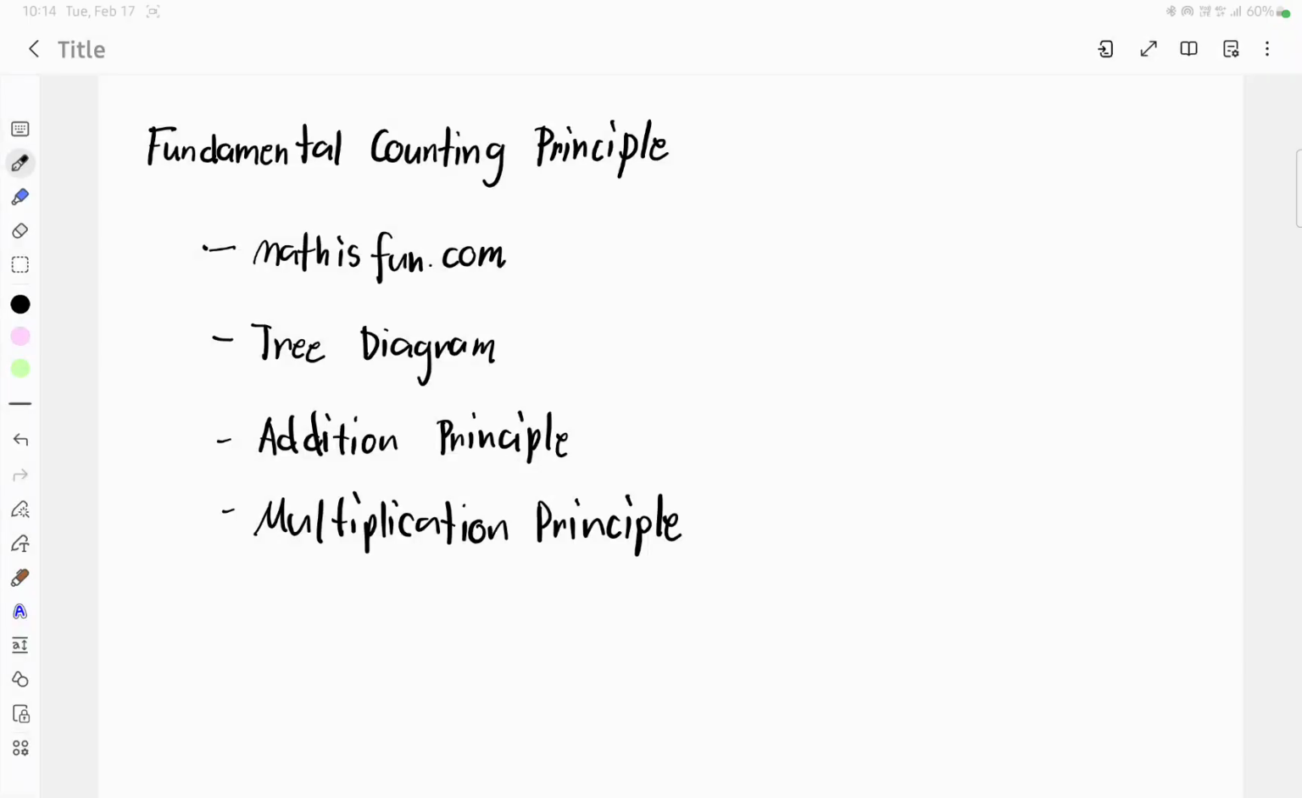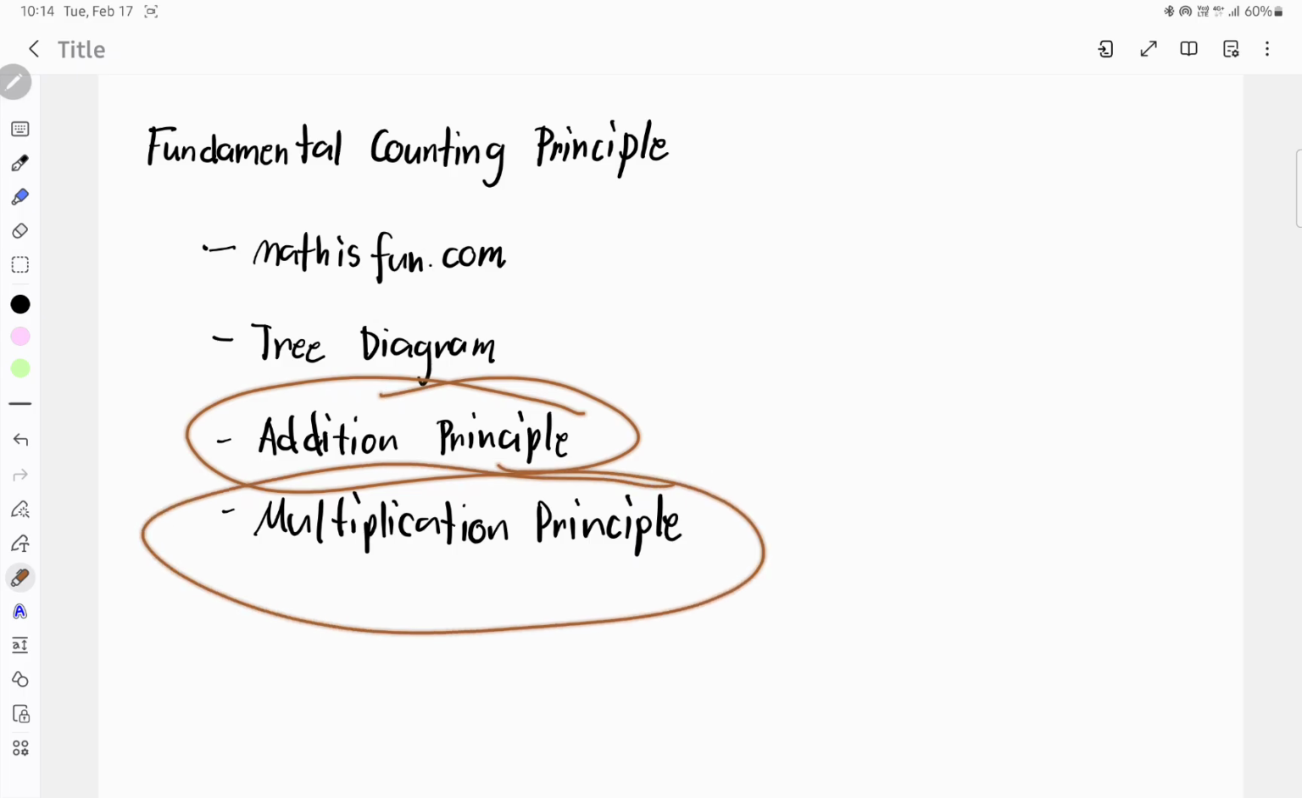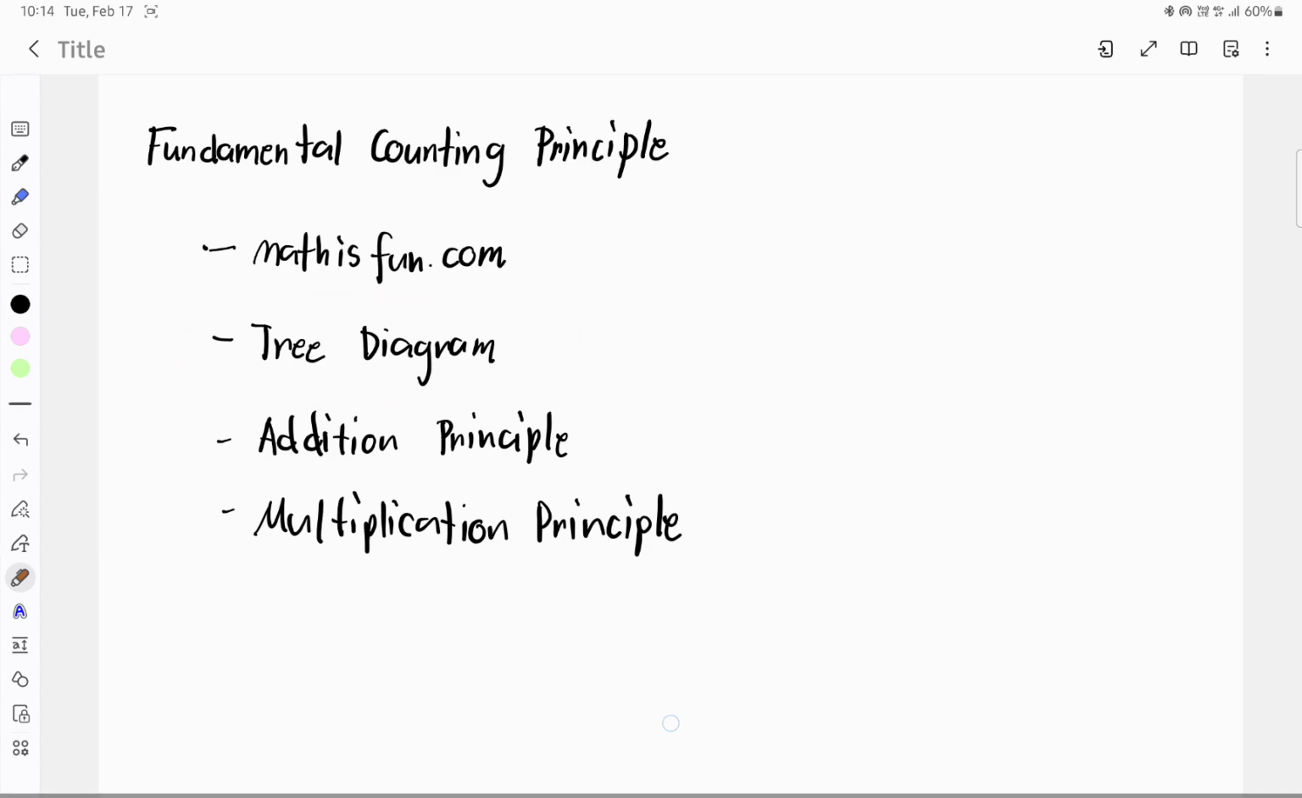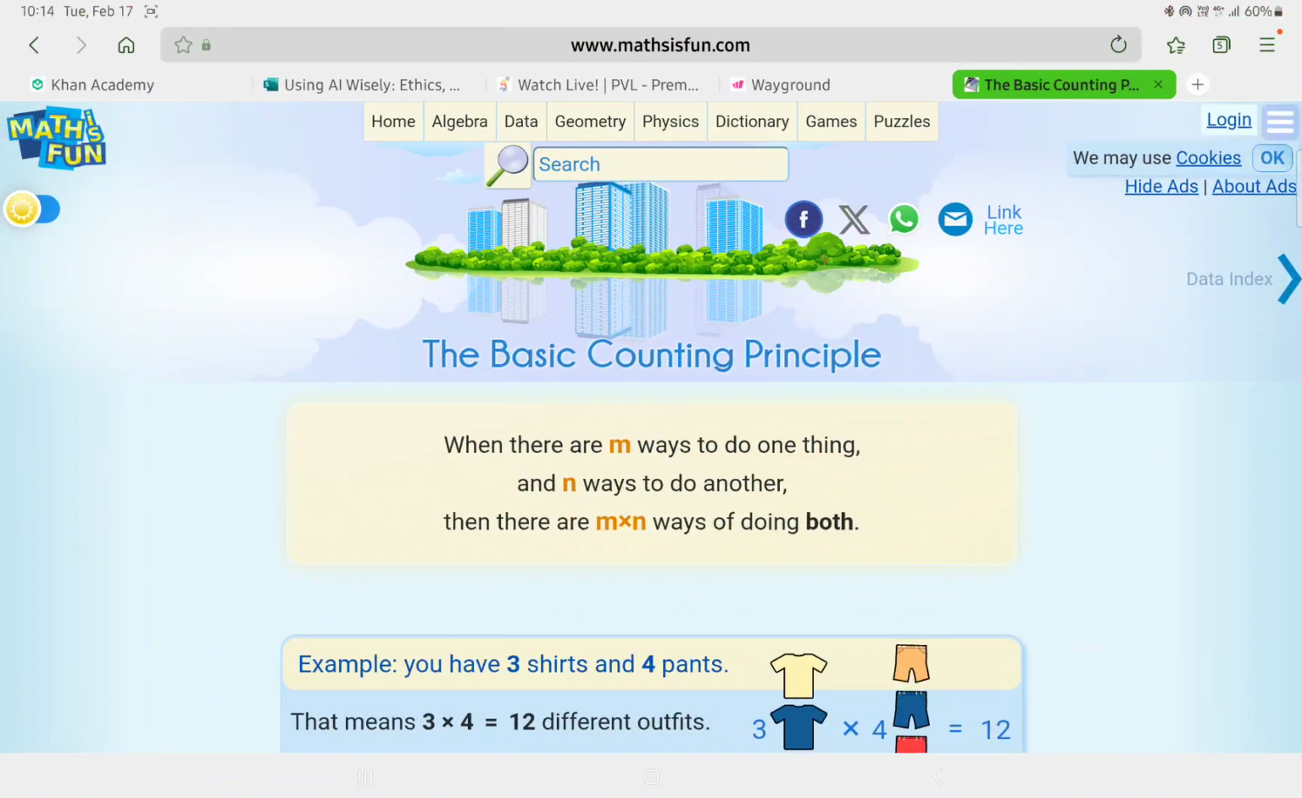In this video, we're going to discuss what I call the fundamental counting principle. We're going to go to the website Math is Fun and discuss the two principles, the addition and multiplication principle. Then we're going to work with the diagram and solve a little bit of a problem. So now let's start with the website, Math is Fun.